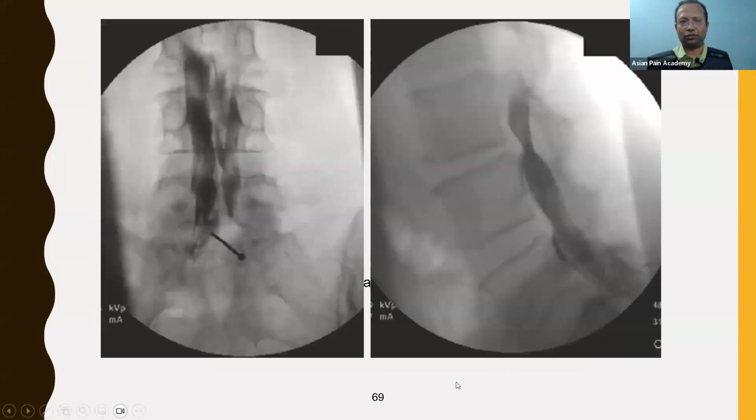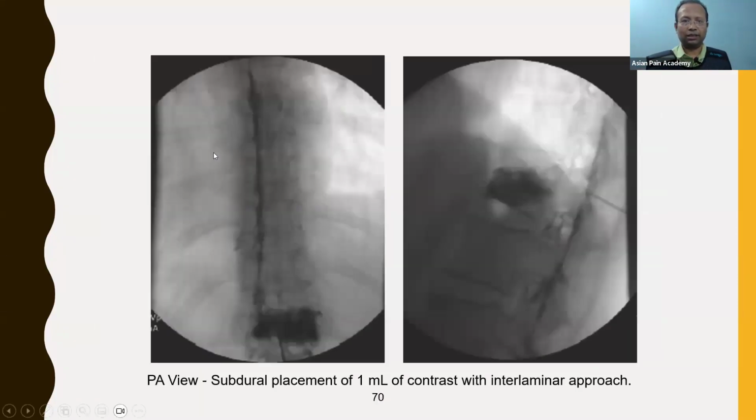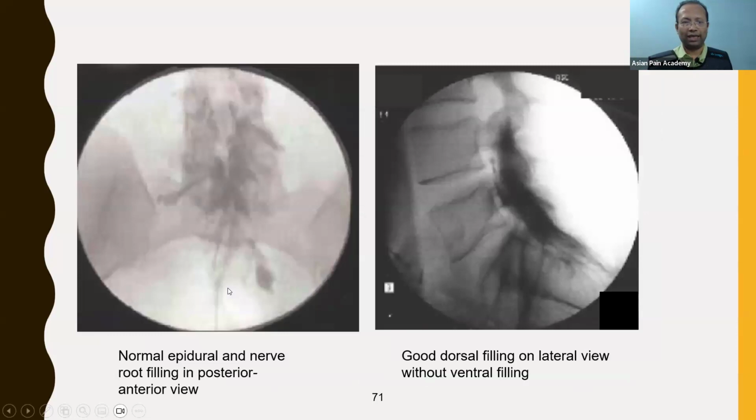Vascular spread, you can see that this is like a myelogram. Your drug, of course this is an interlaminar, so I will not discuss, but still this is a subdural spread, only a small amount of drug and it goes so high.